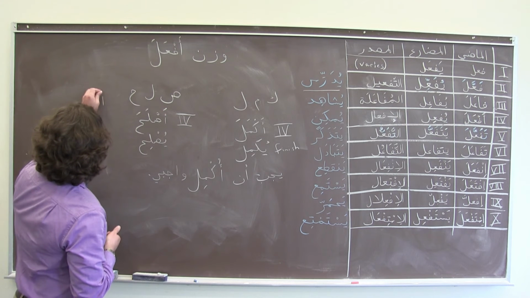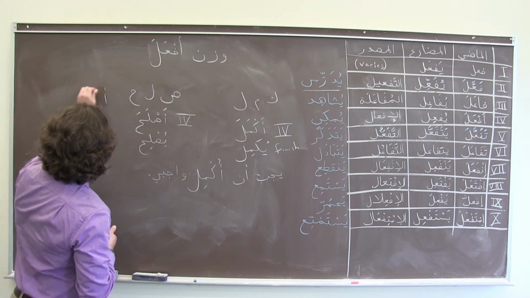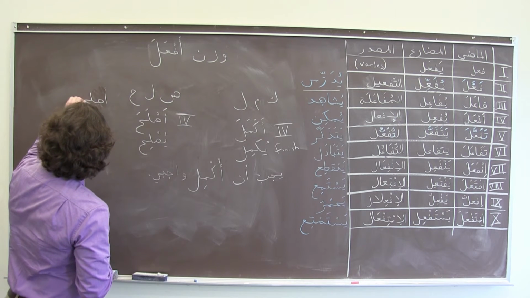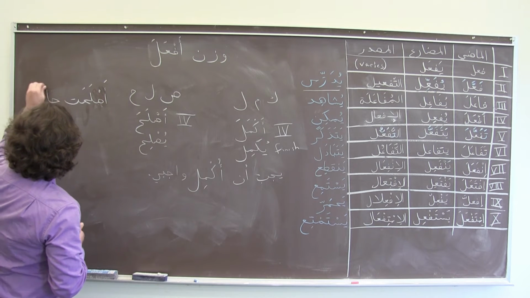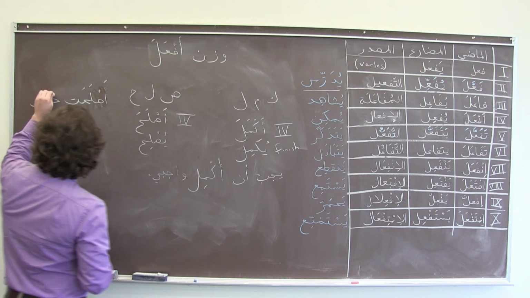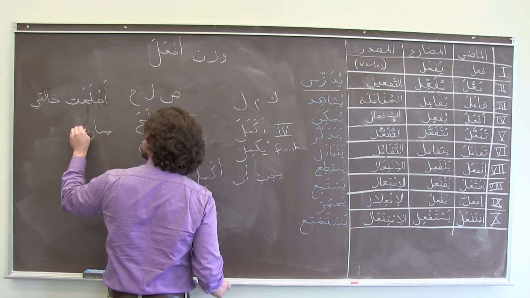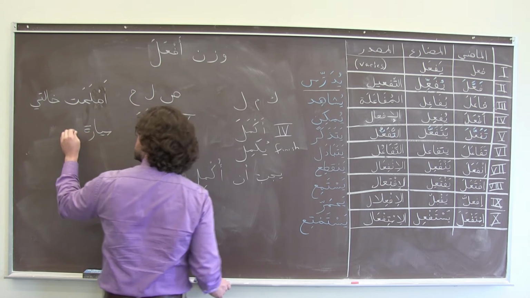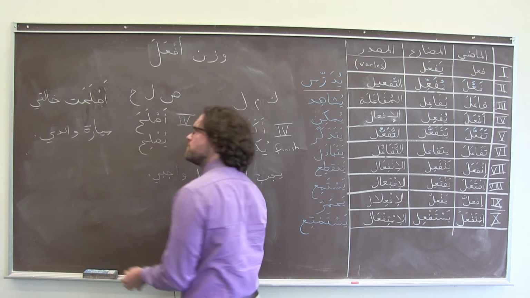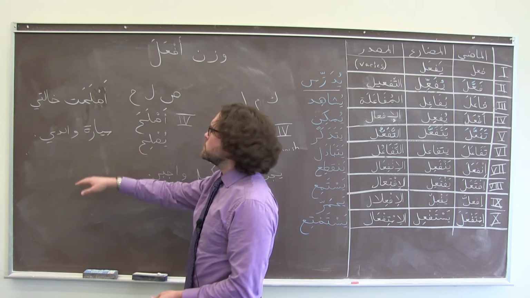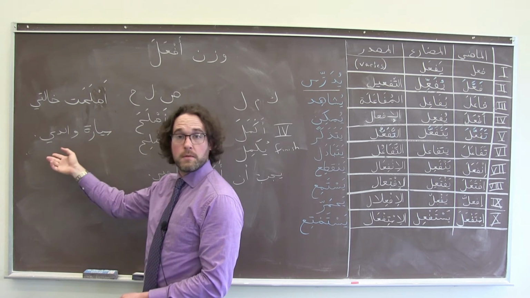Hiya أصلحت خالتي سيارة والدي. In formal Arabic, we tend to put the verb first. So أصلحت خالتي, my aunt fixed the car of my father.